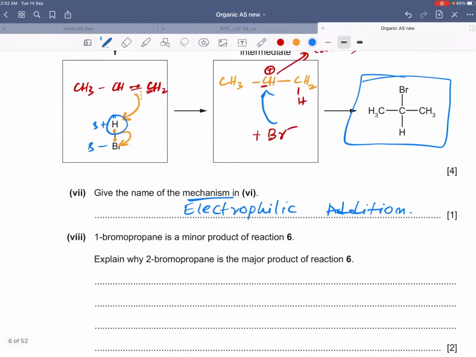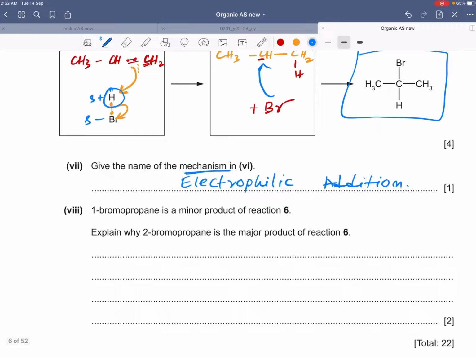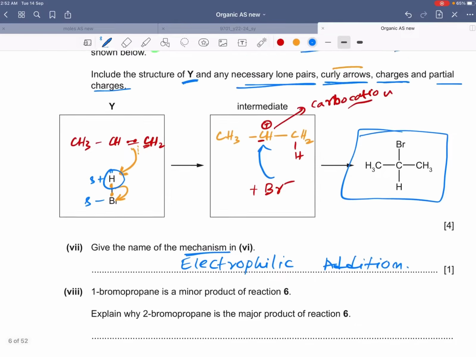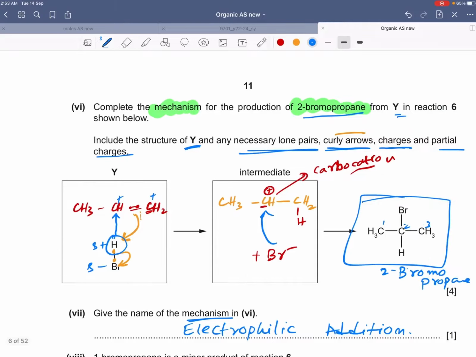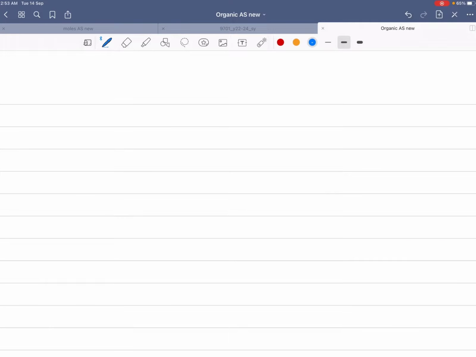right? Next part is 1-bromopropane is a minor product of reaction 6. Right here we get 2-bromopropane. This is 1, 2, 3. Bromine is on second carbon, so this is 2-bromopropane. But if this hydrogen was added to this carbon, then instead of forming carbocation on this carbon, we get carbocation on this carbon. Let me just draw this structure here.